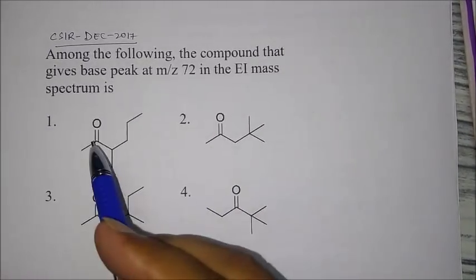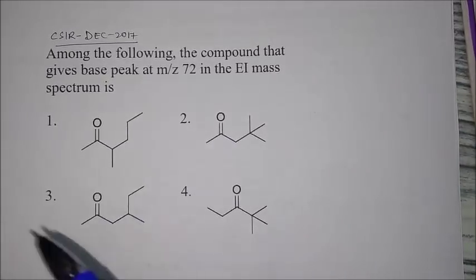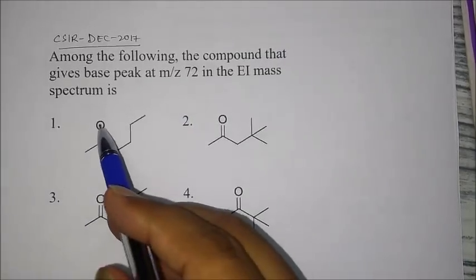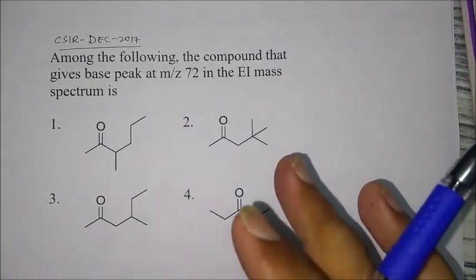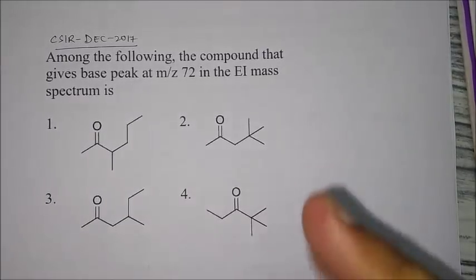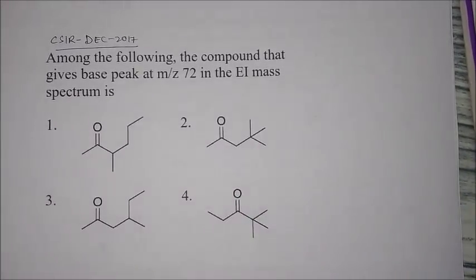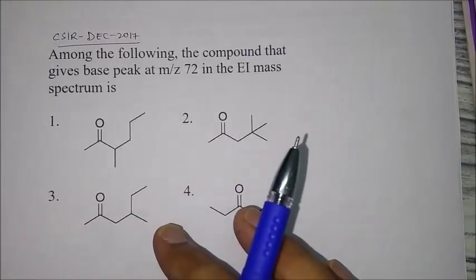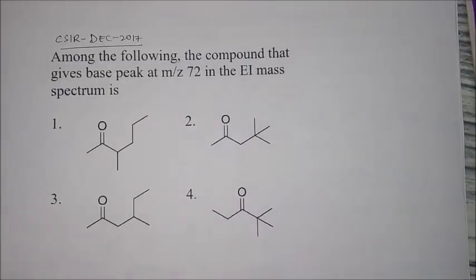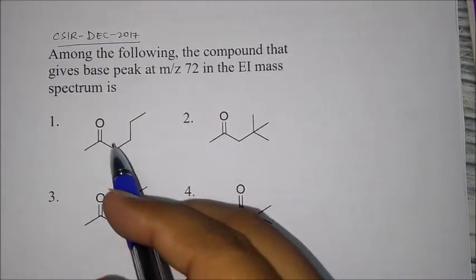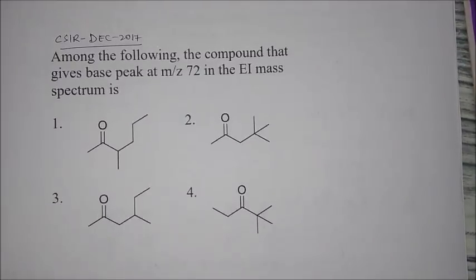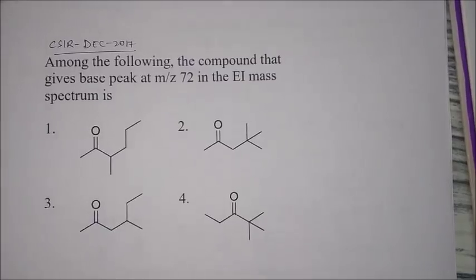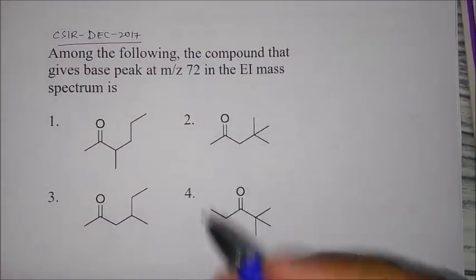If you get any ketone or alkene, an unsaturated compound, or you get NH at this position, then it should be in your mind that there should be a McLafferty rearrangement somewhere. If you check the molecular ion peak of all of these molecules, you will not get 72, you will get more than 72. If you fragment and then try, it is also difficult to get 72. So the correct way of doing this is the McLafferty rearrangement, and we'll try it that way.